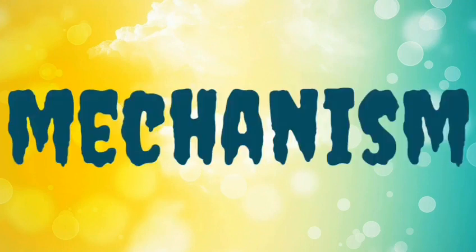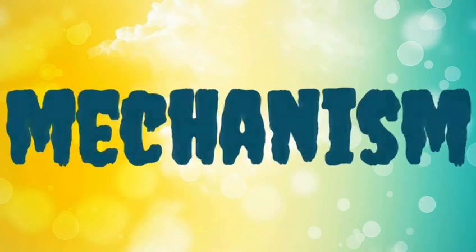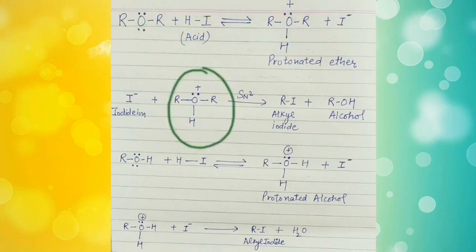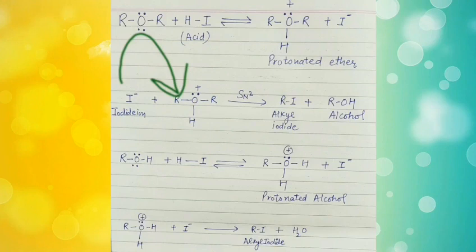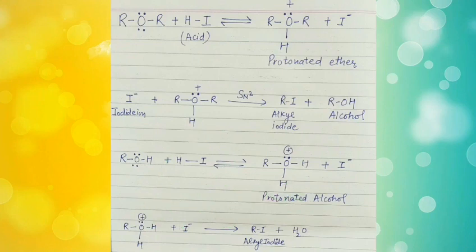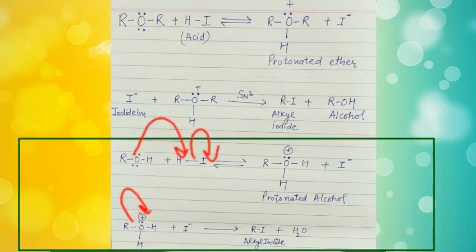Now if I talk about the mechanism of this reaction, then in the first step the ether molecule is initially protonated by the halogen acid, that is HI, hydrogen iodide, which cleaves to release H positive. Students, in the second step the protonated ether is then attacked by the halide ion, I negative, which acts as the nucleophile, and the reaction proceeds by the SN2 mechanism. And when hydrogen iodide is in excess and the reaction is carried out at high temperature, then this reaction will be followed.